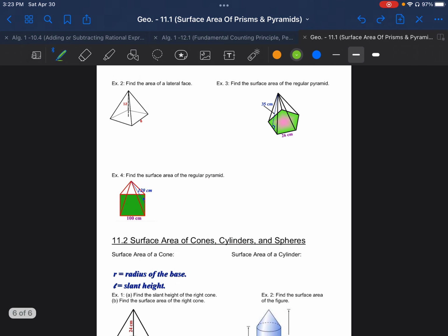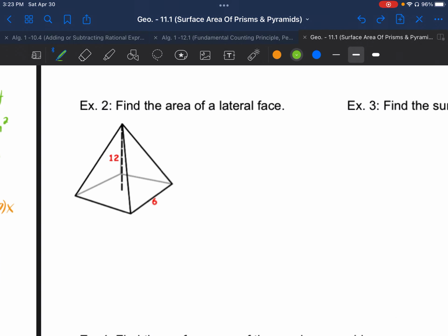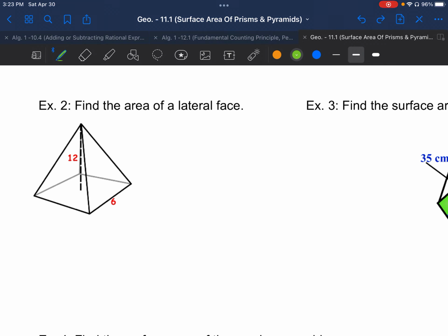Continuing on to our next example, one of our last few. Find the area of just one lateral face. So a lateral face. And remember, the lateral face is one of the sides. So it wants us to find the area of one of these triangles. If I find the area of one, it's the same thing as any other.